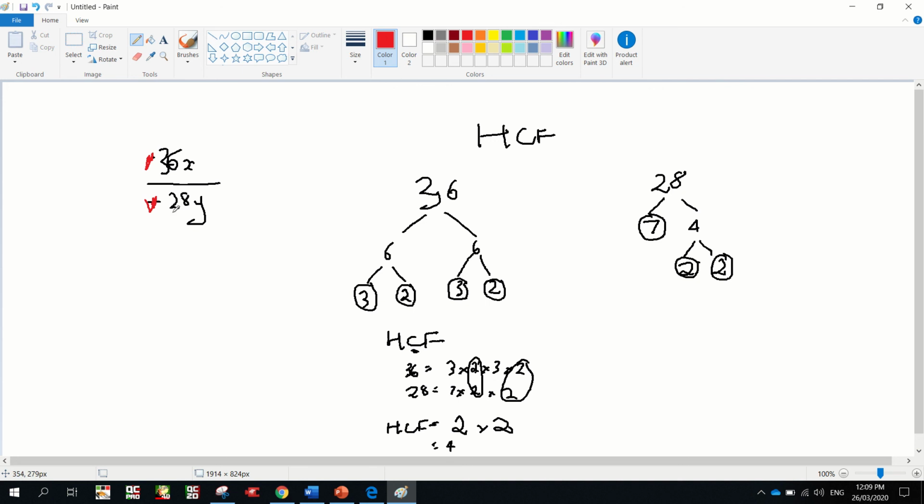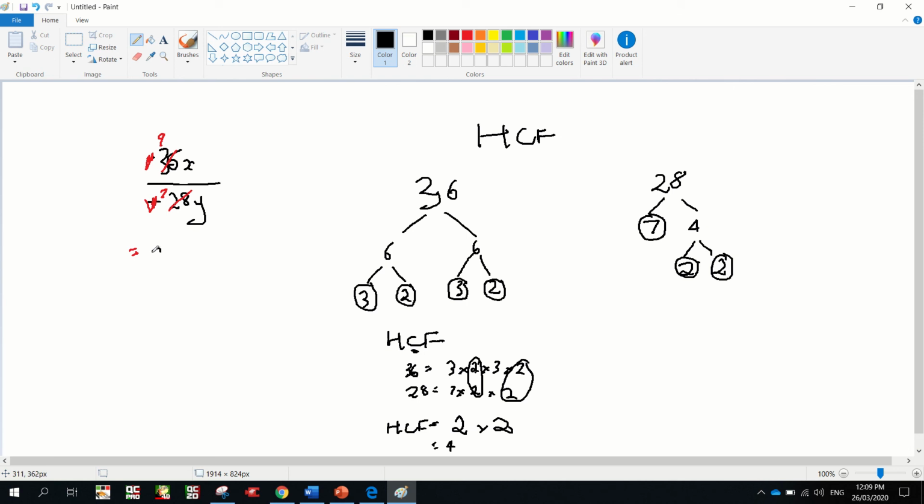Our highest common factor of 4, how many times does that go into 28? It goes in there 7 times. Our highest common factor of 4, how many times does it go into 36? If you know your times tables, you'll know that's 9. Okay, 9 times 4 is 36. So what have we got left over?